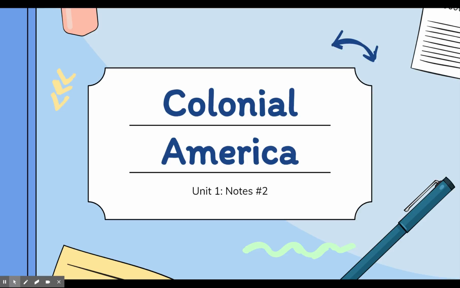Today's notes are titled Colonial America. So this is Unit 1, Notes number 2. So today we're going to be focusing on specific colonies, looking to see the motivations in how the colonies got founded, why the people came to these specific colonies, and then just kind of differences among our original colonies.